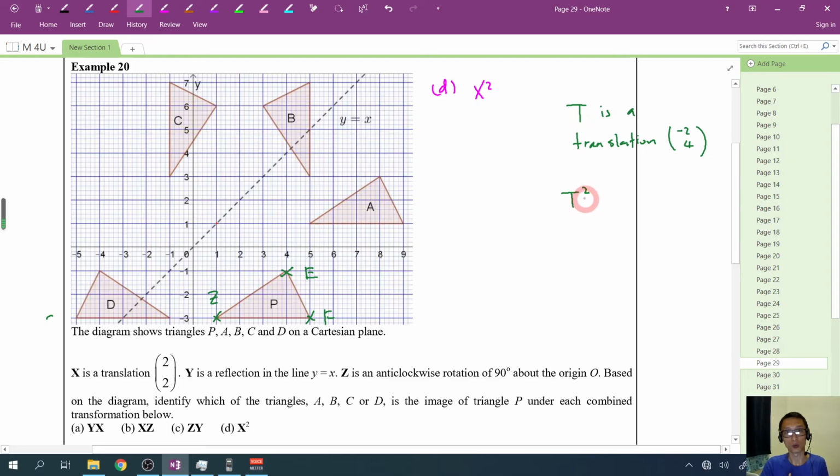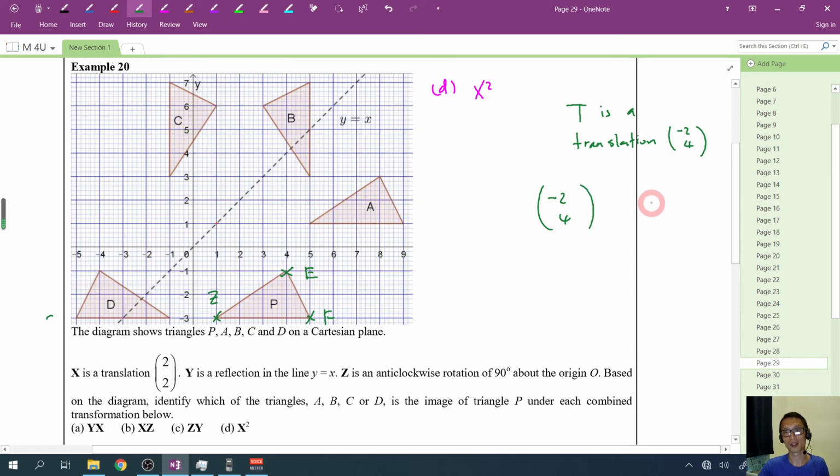If the combined transformation involved is T squared, what is the combined transformation? Some students will do it this way, which is not correct. So don't do this. They take this number squared. They think the combined transformation is -2 squared, you get 4, and 4 squared, you get 16. Then they move the object 4 steps to the right and 16 steps up, which is not correct. We cannot square this number. The square here actually means 2 times of T. It means that we need to do this 2 times.